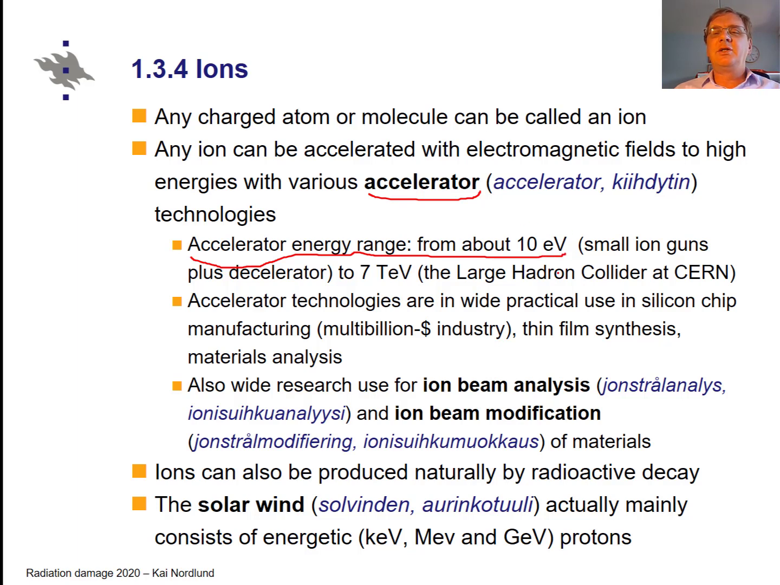The minimum ion energies for accelerators are of the order of 10 electron volts. The highest ones are of the order of 7 tera electron volts. So there is a very wide range of energies which particles can be accelerated to by accelerators. And we will return to this issue, but I already now note that accelerator technologies are actually a real industry because they are used in manufacturing computer chips, including the chips in the computer or mobile phone you are working on right now.